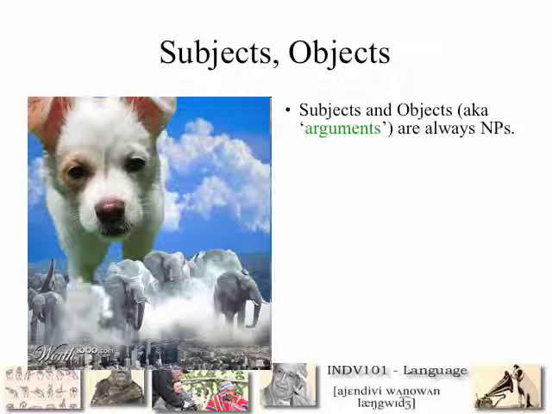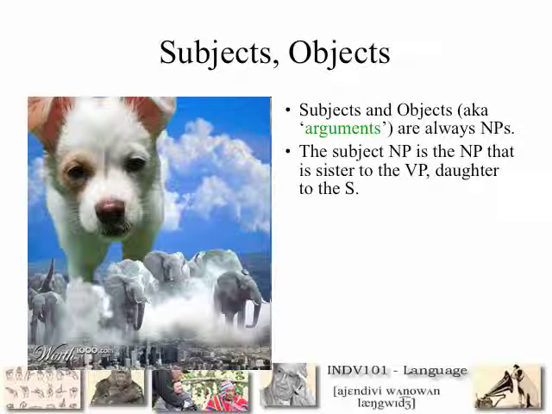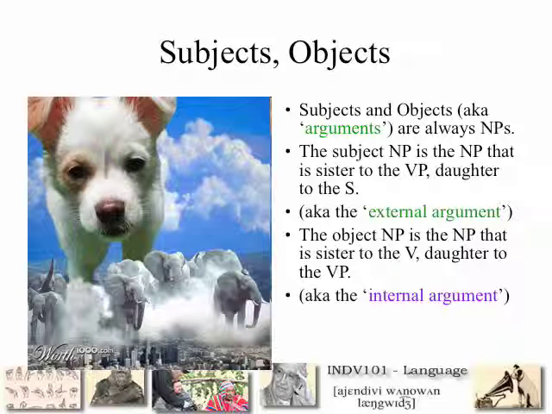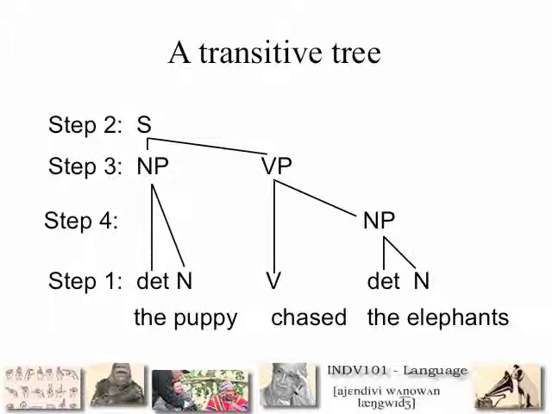So, we have subjects and objects. You sometimes hear them referred to as arguments of the verb. Subject and objects are always noun phrases. They can't be any other kind of phrase. The subject noun phrase is always the noun phrase that is sister to the verb phrase and daughter to the S. It's also called the external argument. We'll see why in a second. And the object noun phrase is the noun phrase that is sister to the verb and daughter to the VP. And it's also called the internal argument.